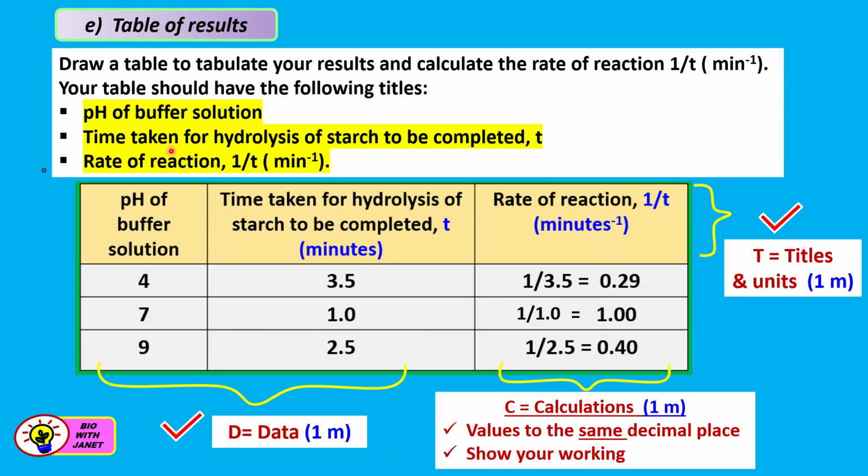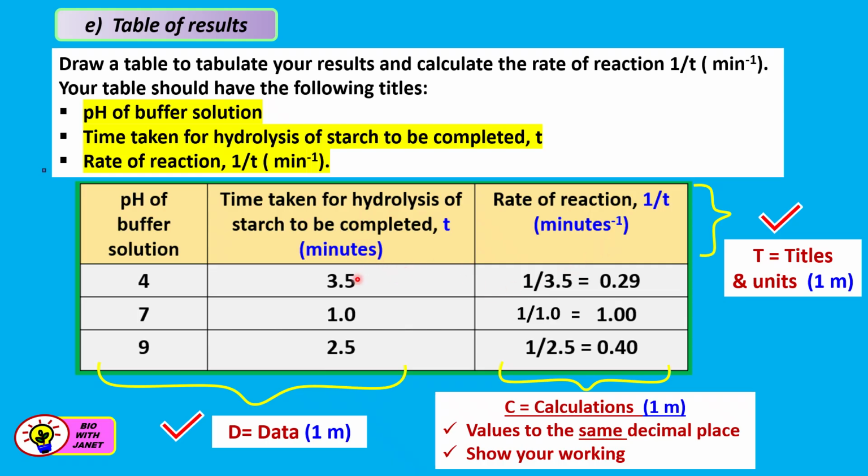Okay? Now, you have to follow exactly the title that is given to you. Don't just write time taken or time taken for hydrolysis of starch. Follow until the end, to be completed, T. And then rate of reaction, follow from here, 1 over T in per minutes. Right, next.